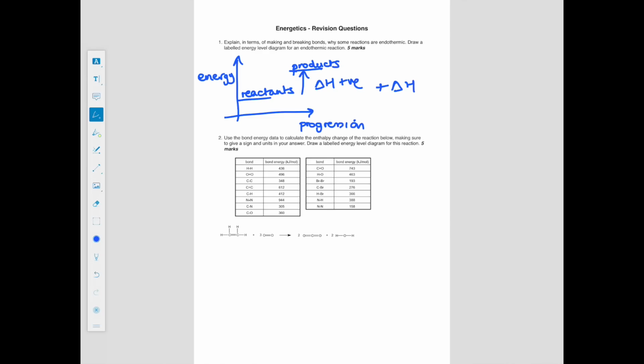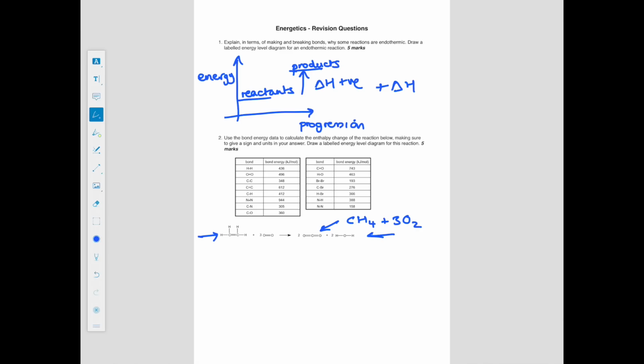Use the bond energy data to calculate the enthalpy change for the reaction below, making sure to give a sign and units in your answer. Draw a labelled energy level diagram for this reaction. 5 marks. Okay, so this is good. If they haven't drawn them out for you like this, you need to see all the bonds. Make sure you draw out that diagram, otherwise you'll screw up. So it's so important that if they give you it looking like this instead, like CH4 plus 3O2, it is essential that you convert it into a picture like this.